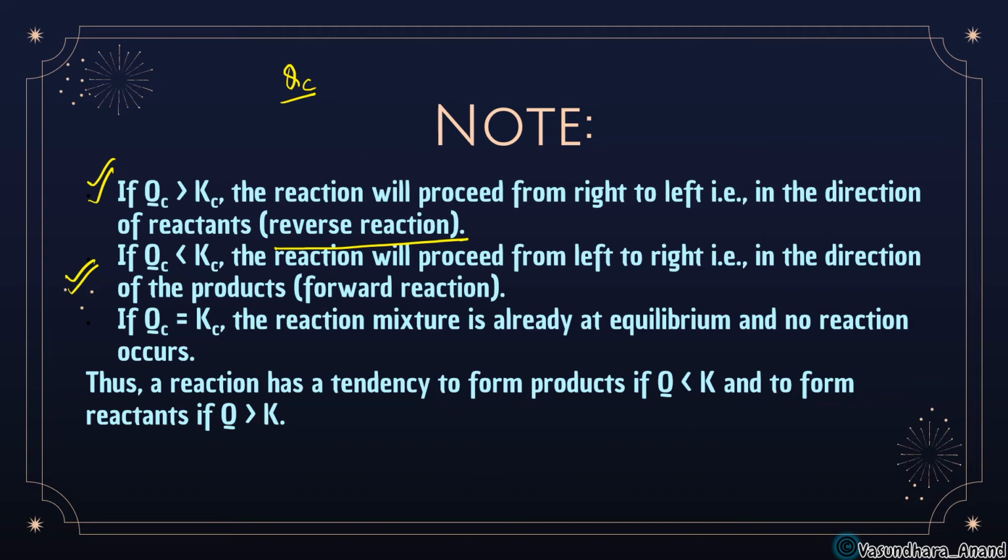Thus, a reaction has a tendency to form product if Qc is less than K, and to form reactant if Qc is greater than K. Got it? So this is the thing: the reaction will form product if Qc is less than K. But if Qc is greater than K, more and more reactant will form. Clear? We'll get back.